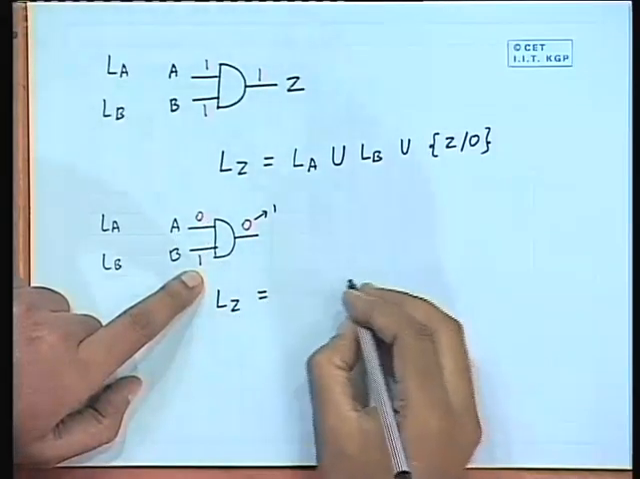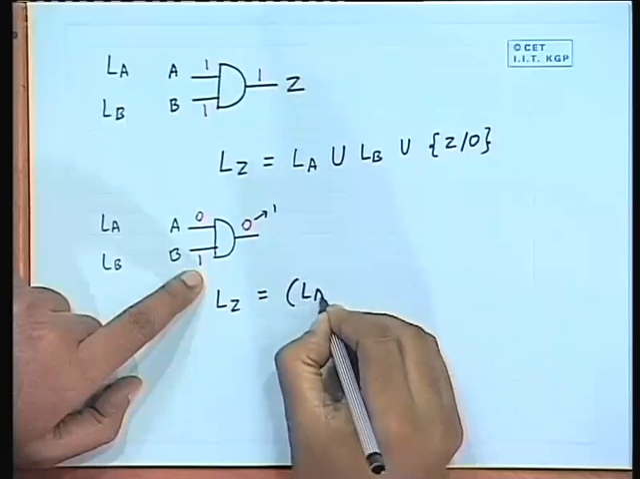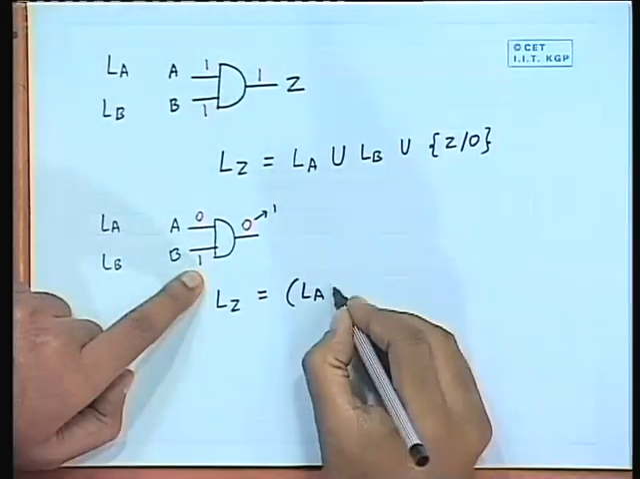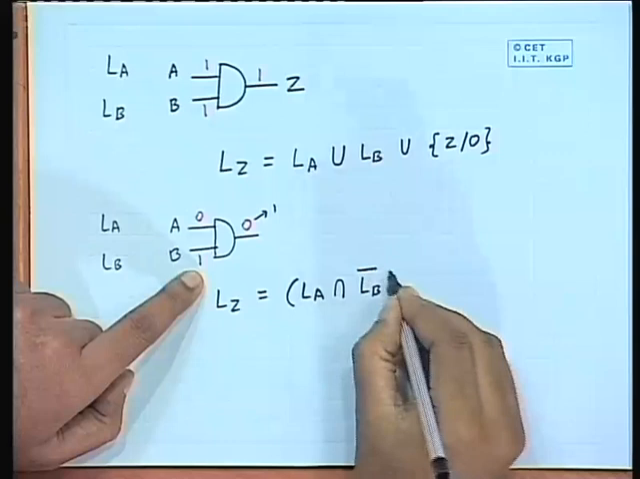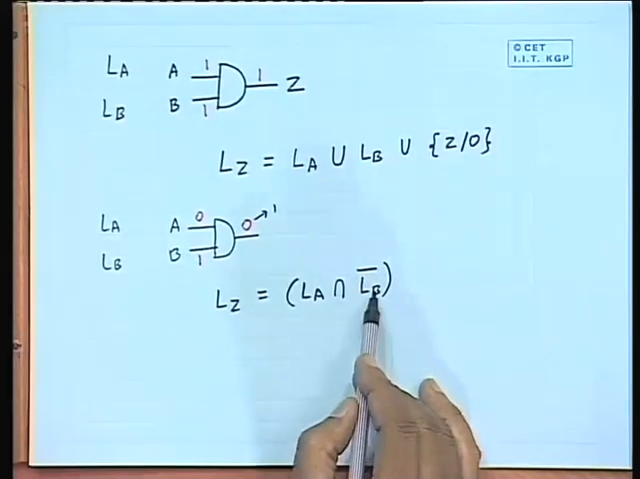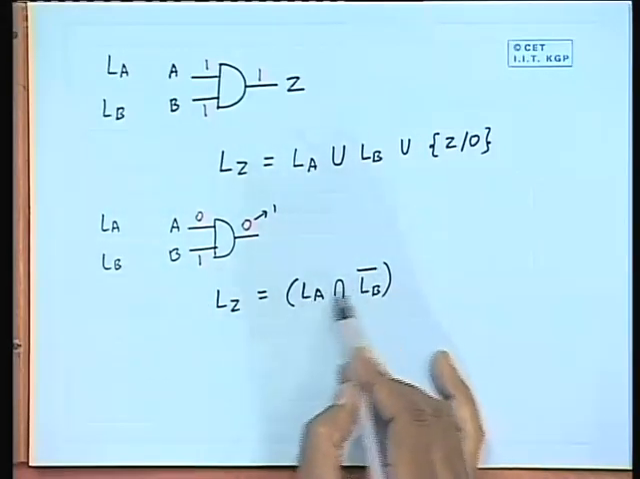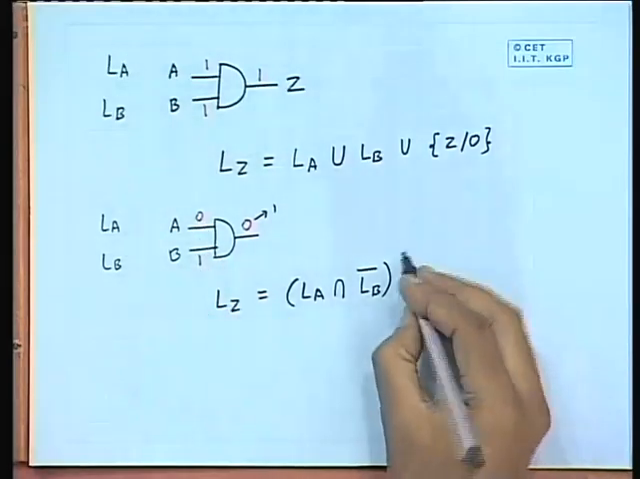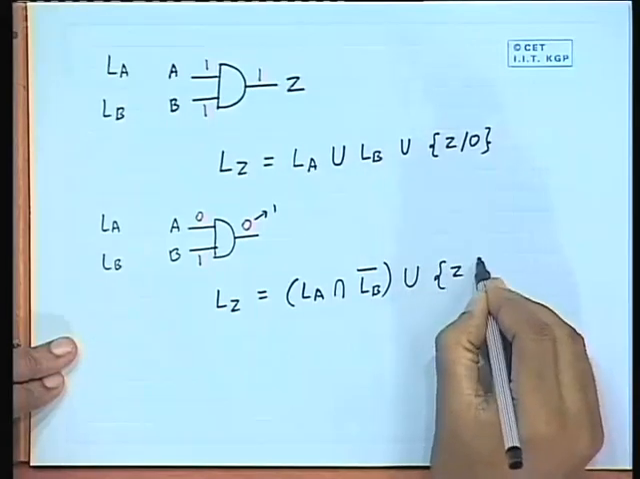How do we write that? We write it like this: LA. LA means all faults here which will change A, intersection LB not of that. LB not of that means none of these faults which change B, intersection of this, if there is anything common there, that can have this as 1, 1. This union, this additional fault Z stuck at 1.